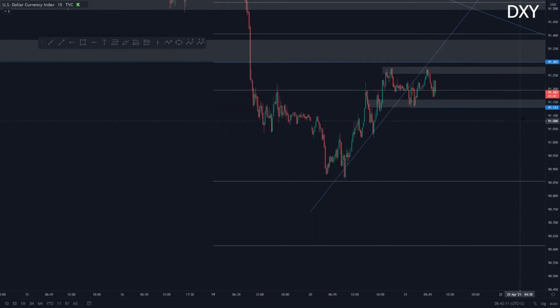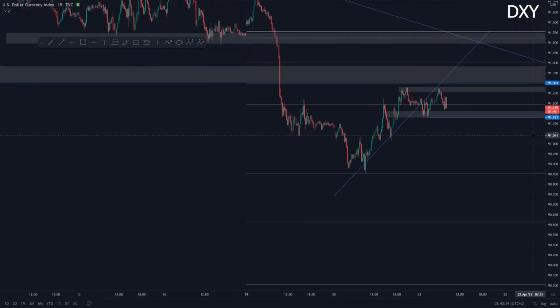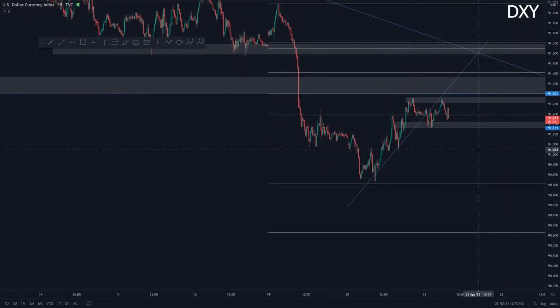I'm not looking for any longs due to the fact that the higher time frame is very bearish at the moment. So with the DXY discussed, let's head over to AUDCAD.